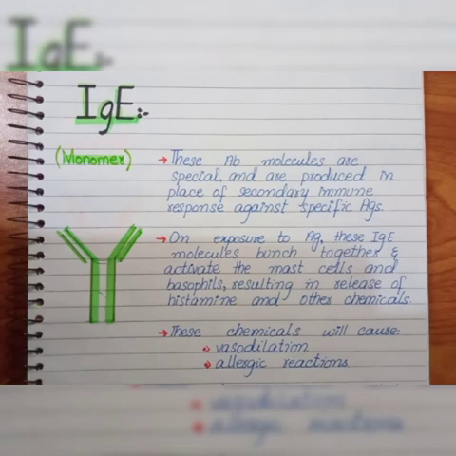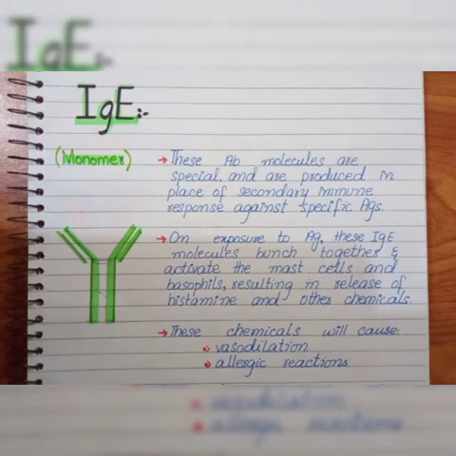Next we have immunoglobulin E, and these are monomers. Here we have immunoglobulin E. These immunoglobulins are very special molecules, because when an antigen comes into contact, these antibody molecules are bunched together and activate the mast cells and basophils. After that, they release histamine and some other chemicals. These chemicals help in several functions, such as vasodilation. It dilates the small blood vessels, and it also helps in allergic reactions.